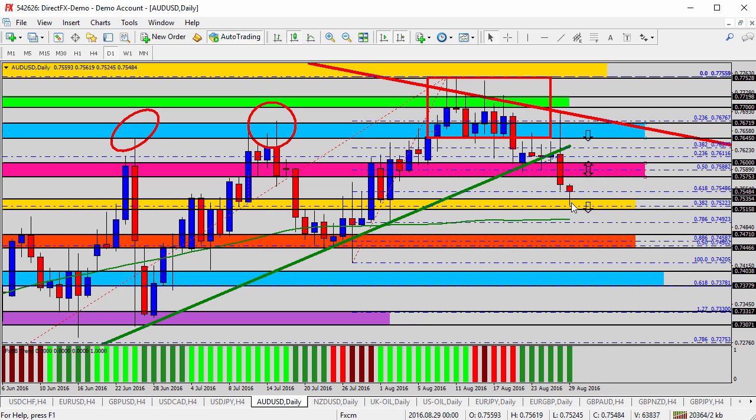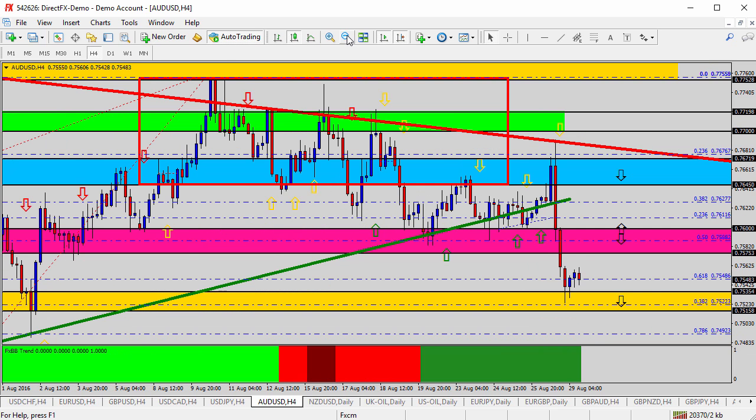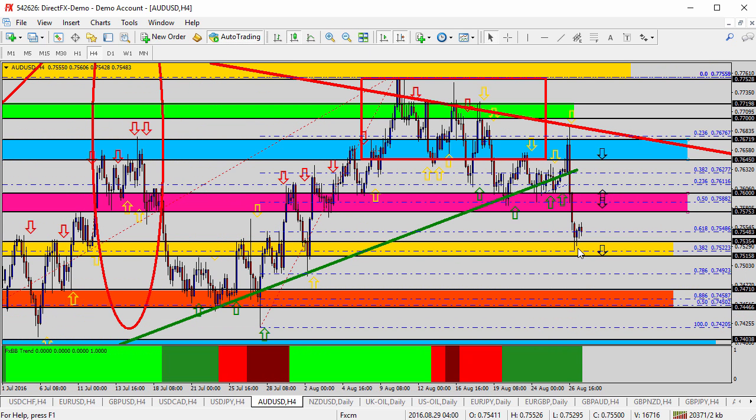Sellers are in control, and no reason to believe that they're going to give up that control anytime soon. So definitely watching for resistance now into the pink shaded area. 4-hour time frame doesn't change it at all. You can see the support at the yellow zone. Don't go short on top of the yellow shaded area, either back to the pink zone or under the yellow zone. We're going short on the Australian dollar.